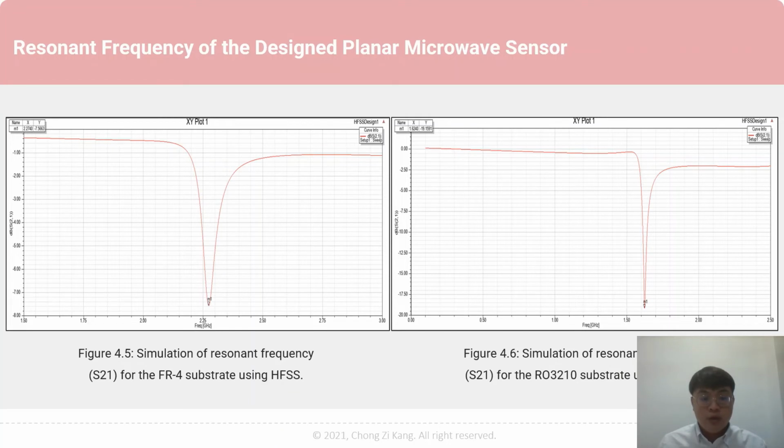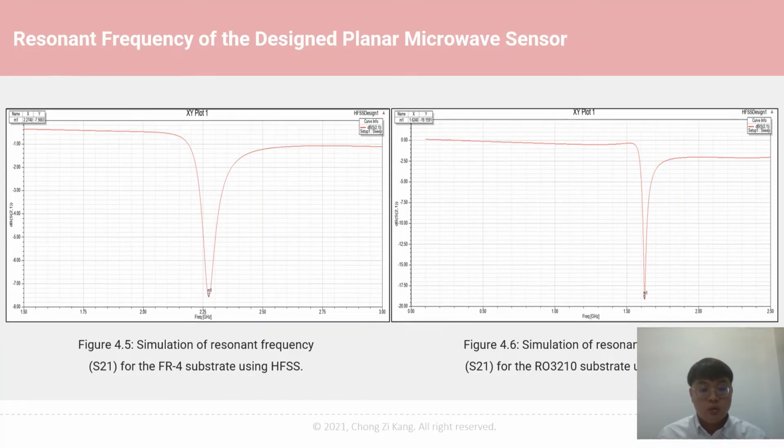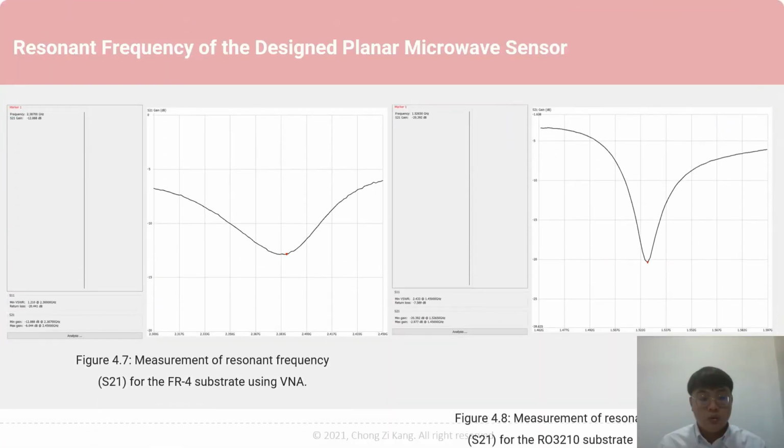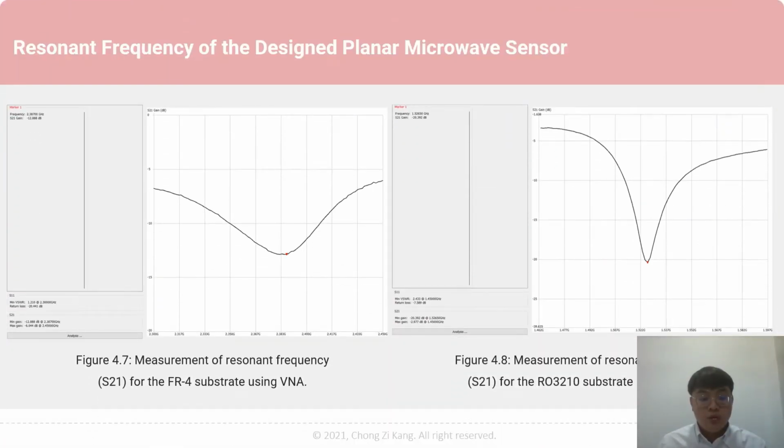Figure 4.5 shows the simulation of the resonant frequency for the FR4 substrate using HFSS, and Figure 4.6 shows the simulation of resonant frequency for the Rogers substrate using HFSS. Figure 4.7 shows the measurement of the resonant frequency for the FR4 substrate using a VNA, and Figure 4.8 shows the measurement of the resonant frequency for the Rogers substrate using the VNA.